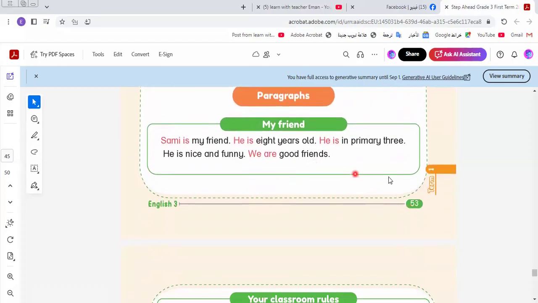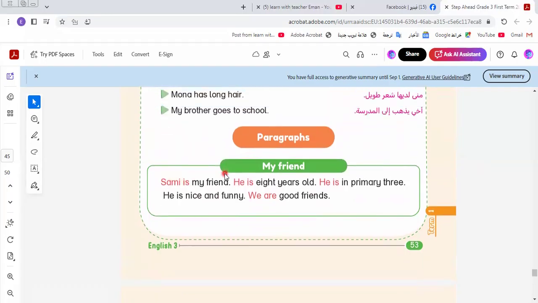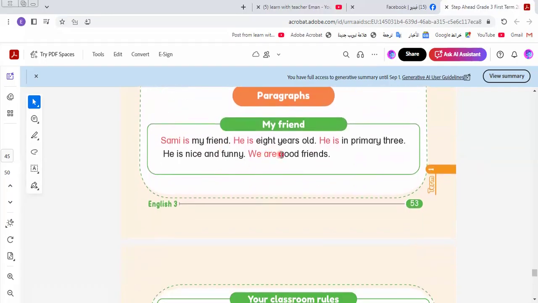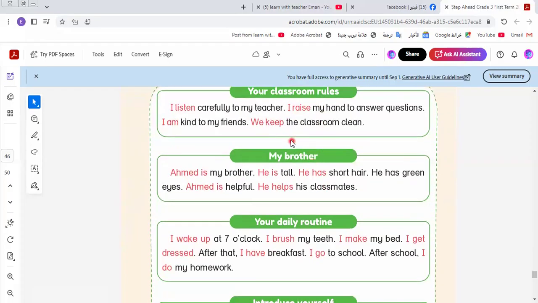Let's read some paragraphs. This is important because in the exam we can write a paragraph. The paragraph is not less than 4 or 5 sentences only. Don't write more than this. Here we say, Sami is my friend. So here we describe Sami, introducing and describing himself also. He's 8 years old, so I know the age of Sami. He's in primary 3. He's nice and funny. We are good friends.